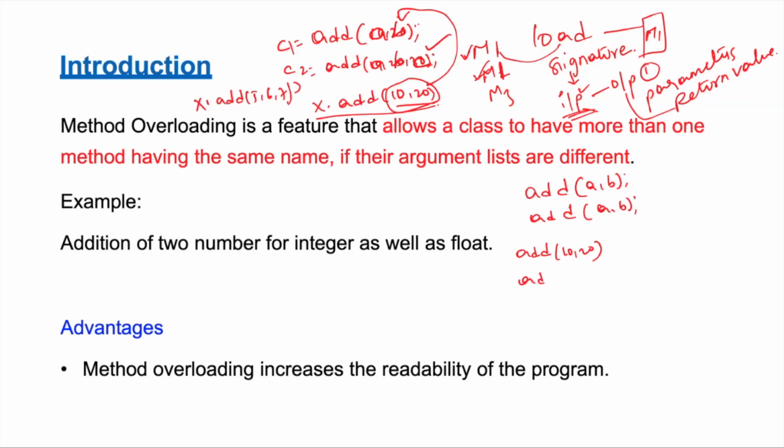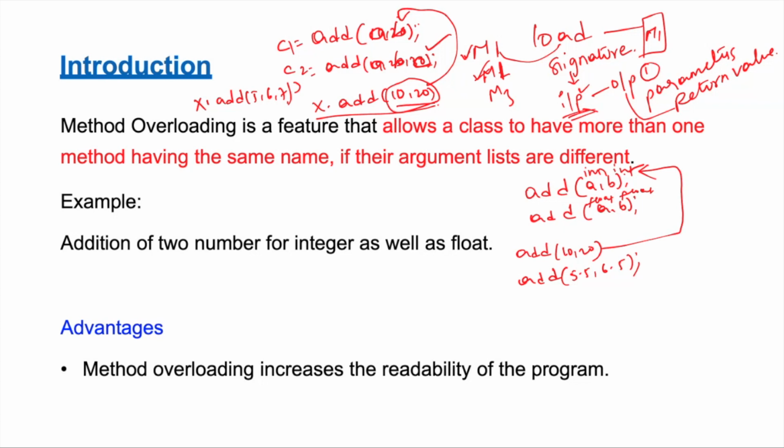I wrote a statement like add of 5.5 comma 6.5. Let us assume this is an integer, this is a floating point variable, this is also a float variable, this is an integer variable, and b is an integer variable. Now, if I take this one, which one will be loaded? This integer method will be loaded.